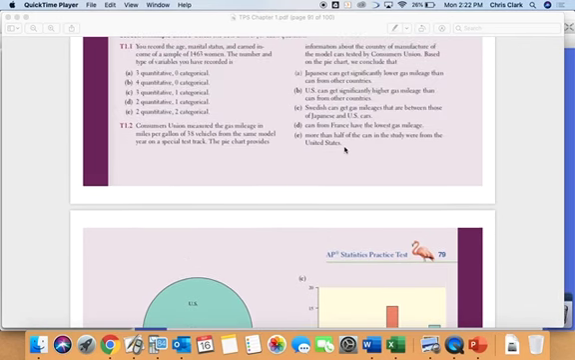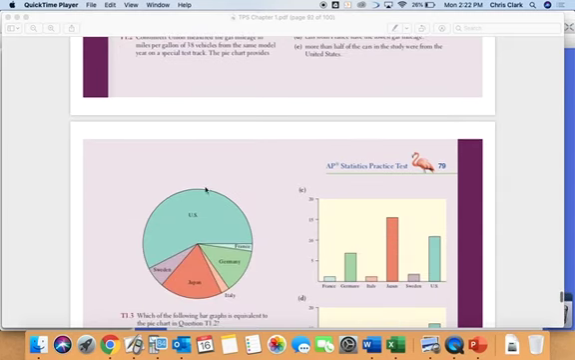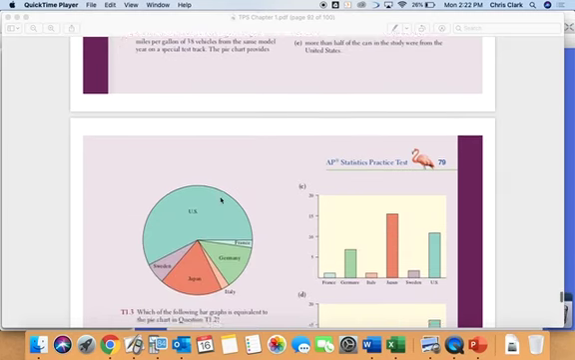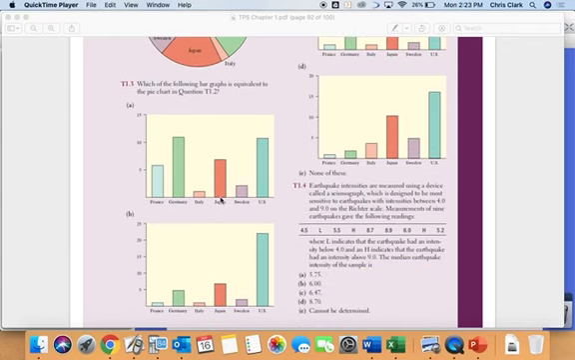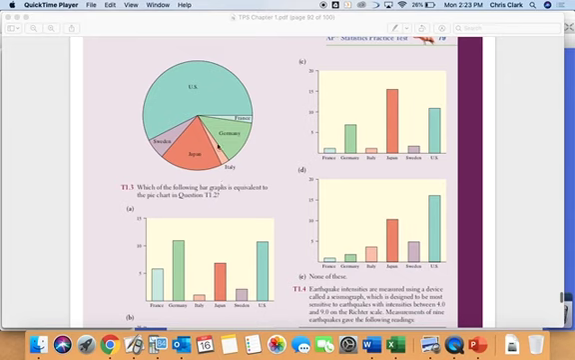And E is the only correct one. It says more than half of the cars in the study were from the United States. Looking at the pie chart, it's definitely more than half from the United States. So that's number two. Number three, this is a bar graph question that links to the pie chart.